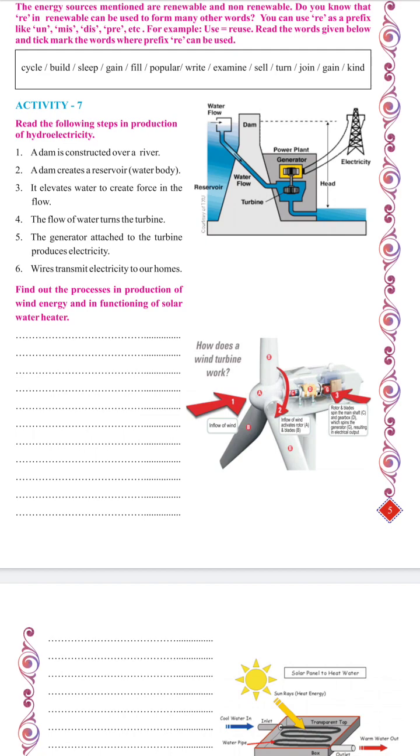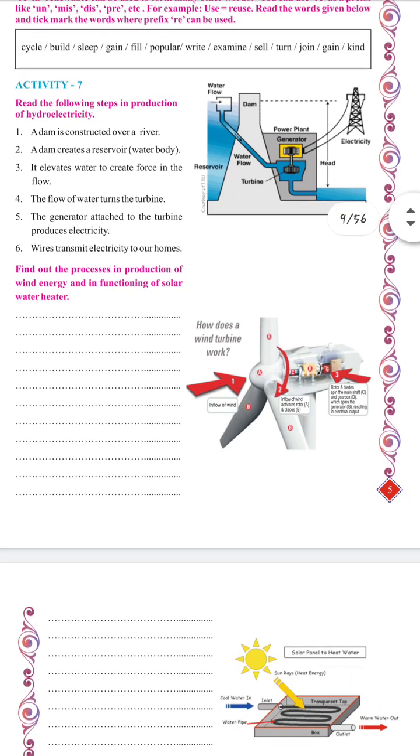So this is the way hydroelectricity is produced and transferred to our houses. Hydro means water, and hydroelectricity means the electricity which is produced with the help of water. So it is clear how electricity is produced with the help of water.